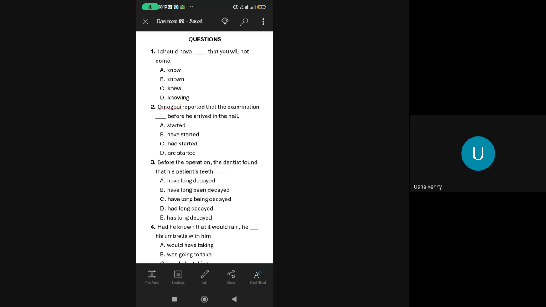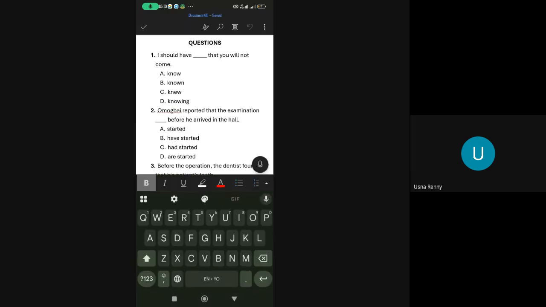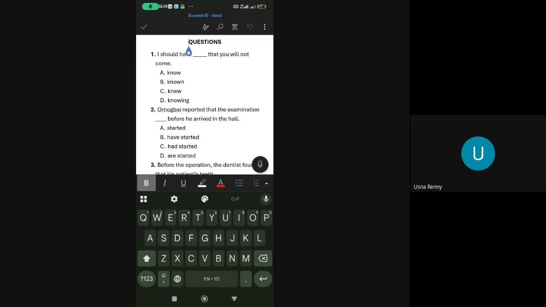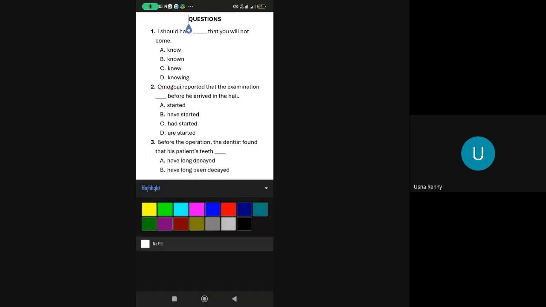Option B, we have known. Option C, we have knew. This is the past form, so this is wrong also. And option D, we have knowing. So this makes option B the right option, because known is the past participle form of know. Option B is the correct option. I should have known that you will not come.